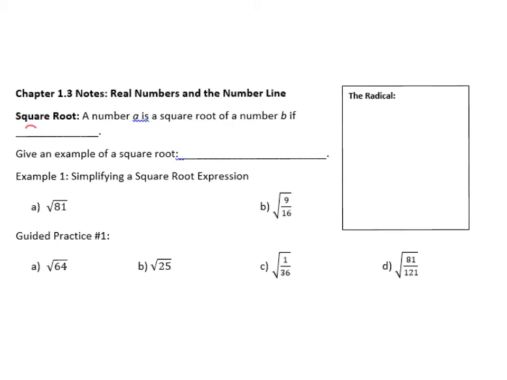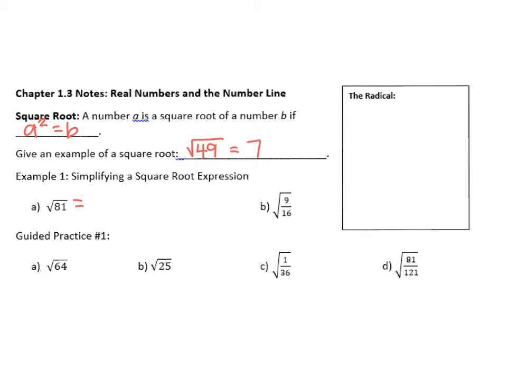Or if A squared equals B. So the square root is the opposite of squaring a number, and you do need to know the difference between the two. It says give an example of a square root. So the square root of, let's say, 49, because 7 times 7 is 49, the square root of 49 is 7.